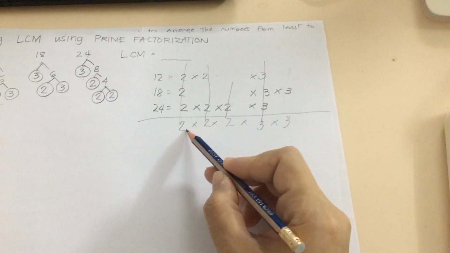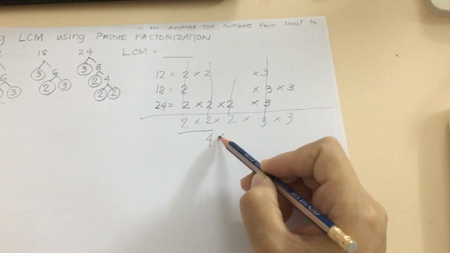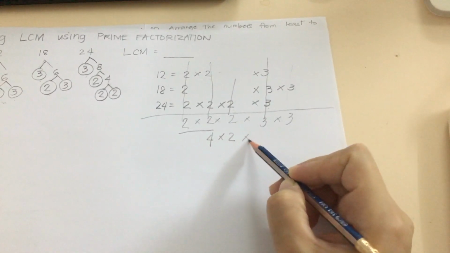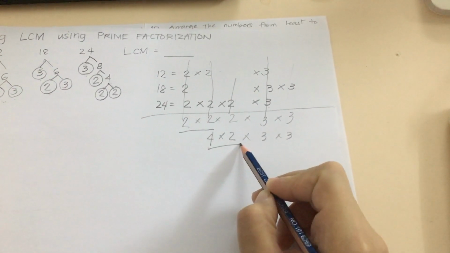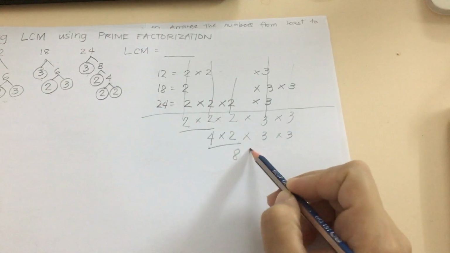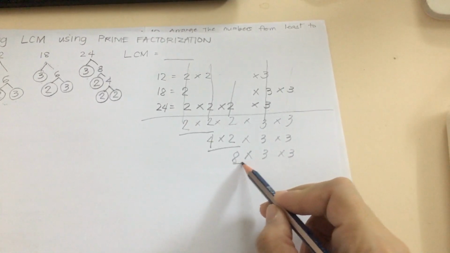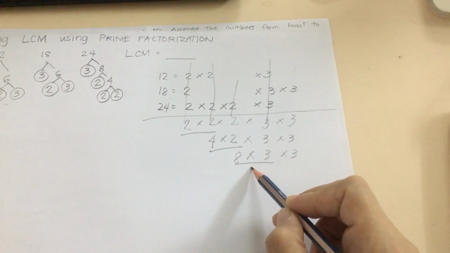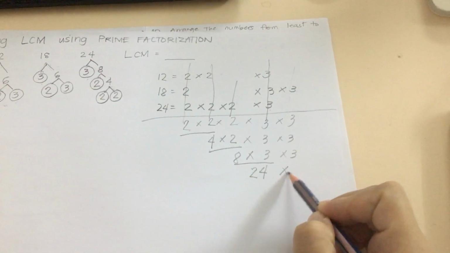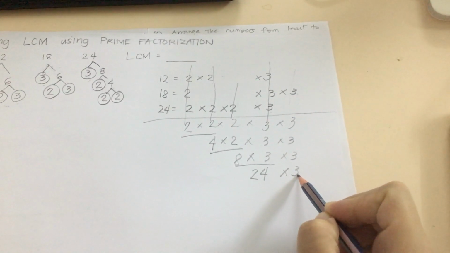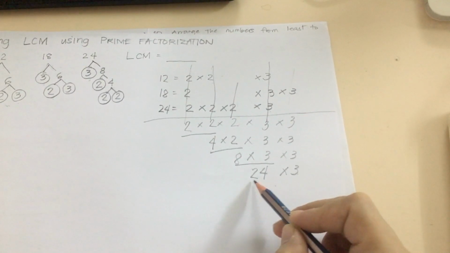So starting with 2 times 2, 2 times 2 is 4. Then times 2 times 3 times 3. Then you'd multiply 4 times 2 next. So 4 times 2 is 8. So 8 times 3 times 3. Then you multiply 8 times 3. So 8 times 3 is 24. And then you multiply it by 3, the last factor. Then it will be 72.